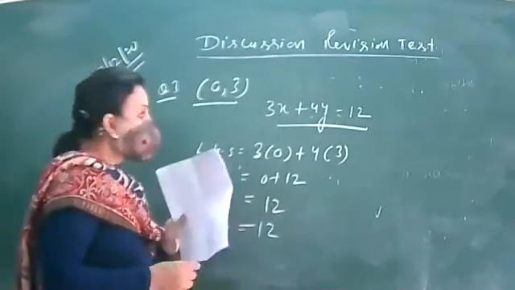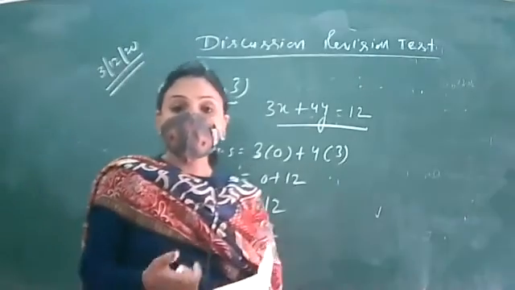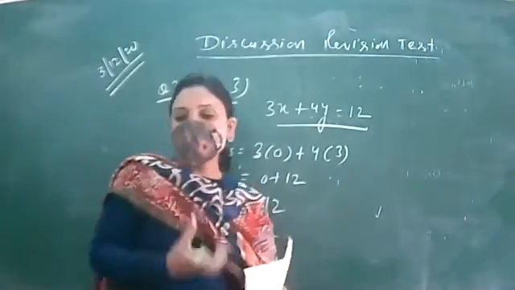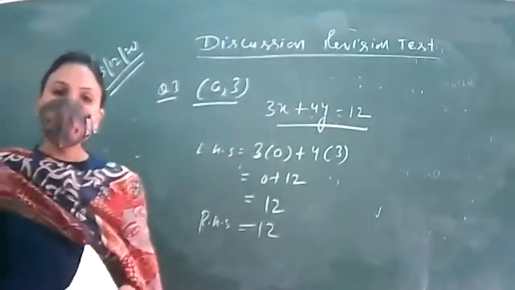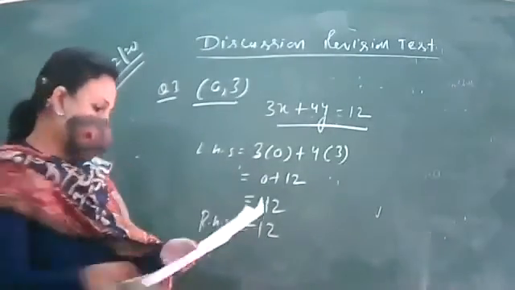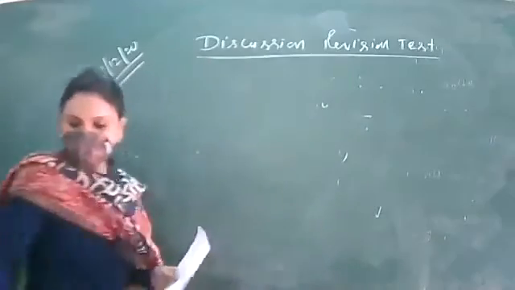So that means 0, 3, it is solution of the equation, and the point which becomes the solution of the equation, that is lying on the graph of the equation. So 0, 3 will definitely lie on the graph of the equation. Question number 4, based on construction.